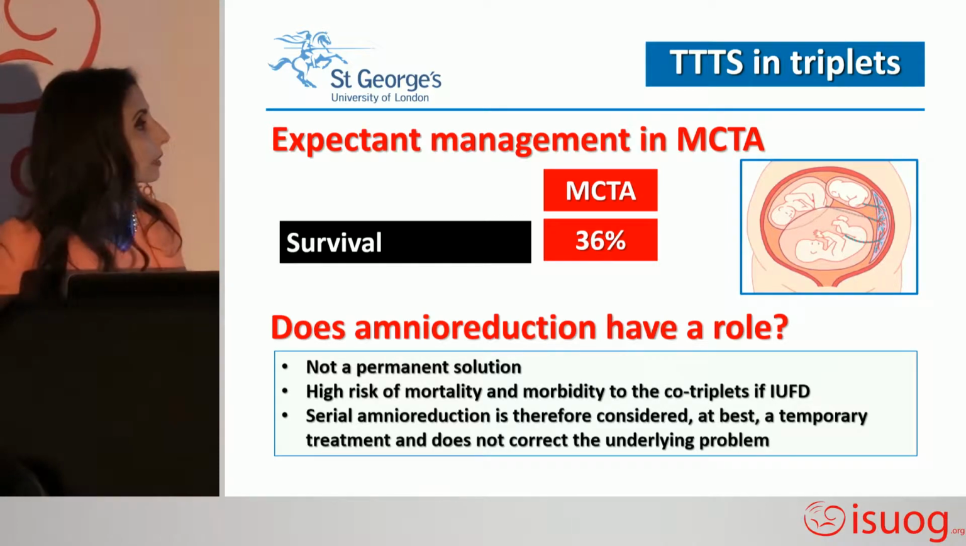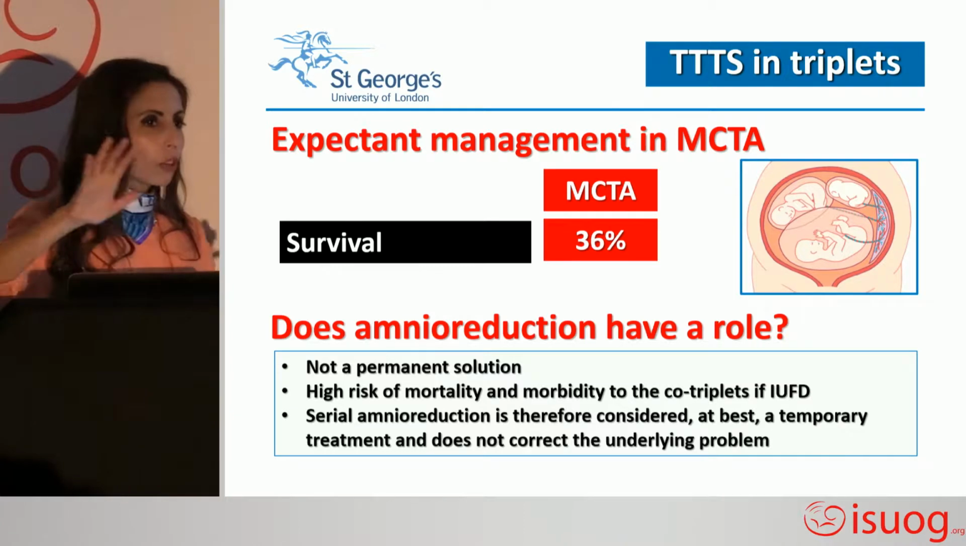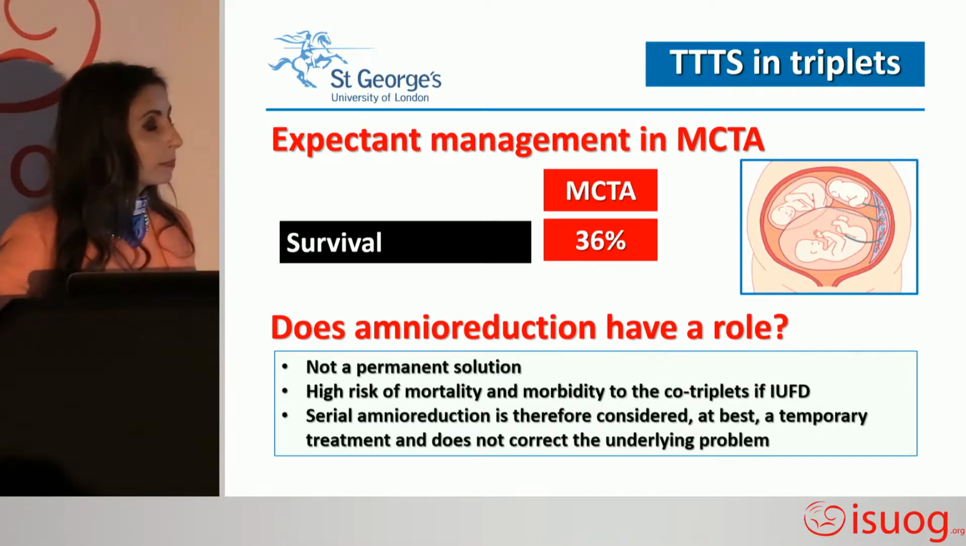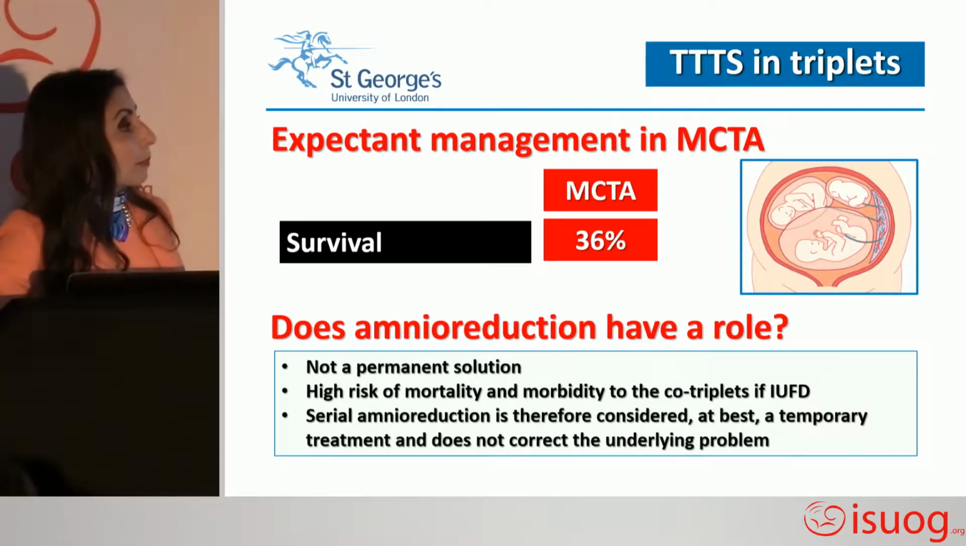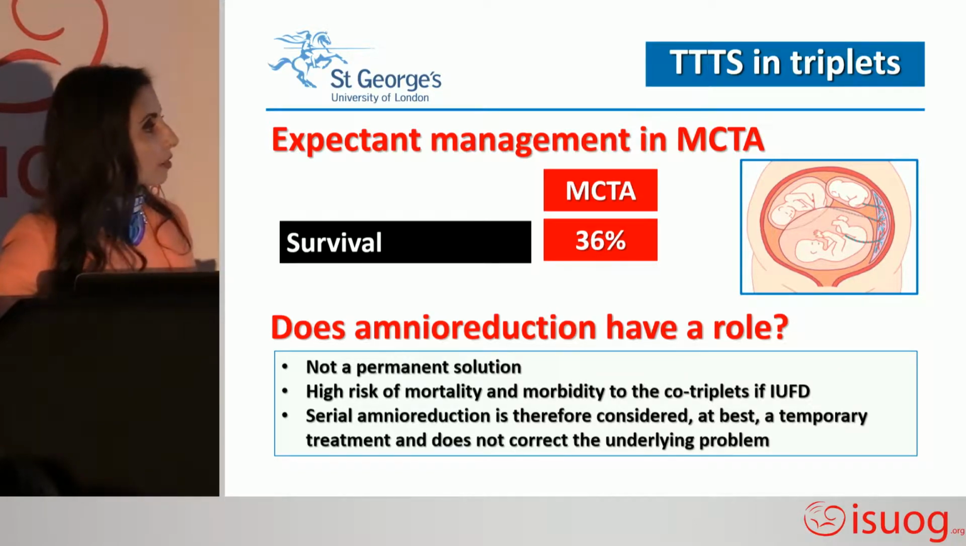to 40%. What about amnioreduction? People say, well, the laser is so complicated, actually the survival is less. Can we do just amnioreduction, which is a very simple technique? Well, it's not really a permanent solution. You have not really corrected the pathology itself. High risk of mortality and morbidity.